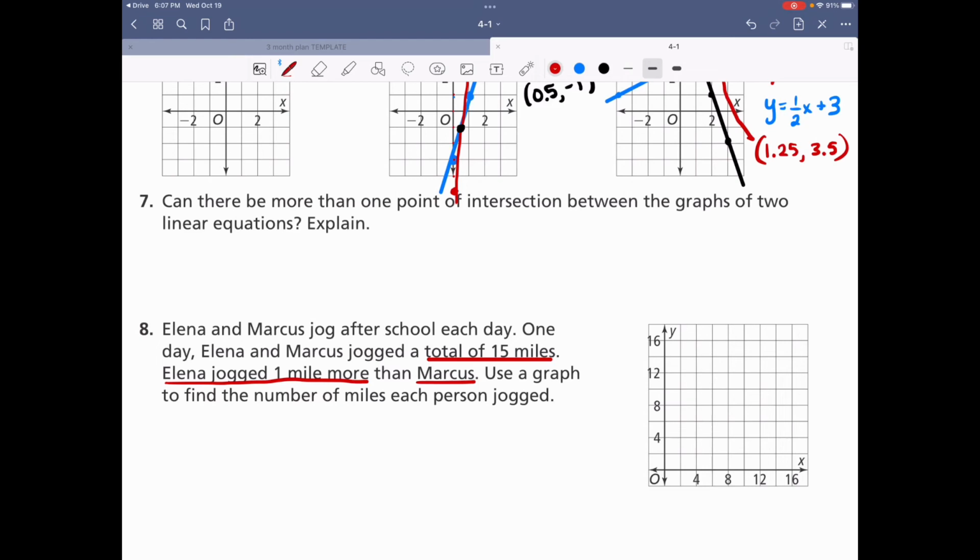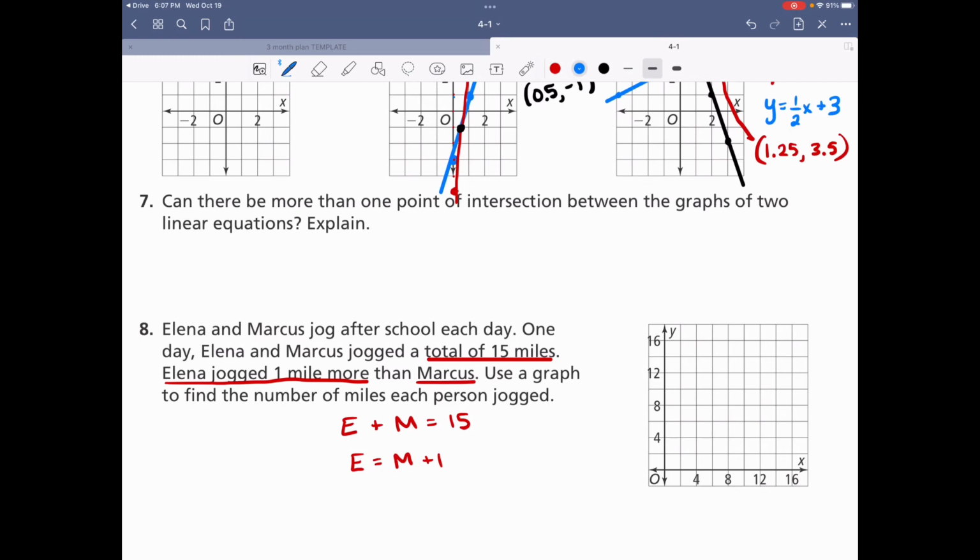Together they have a total of 15 miles. So Elena plus Marcus have a total of 15. Elena jogged 1 more than Marcus, so Elena's miles equals Marcus's miles plus 1. Now, we can graph these, but it's kind of hard because we don't know what's x and what's y.